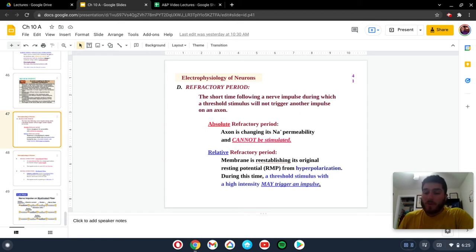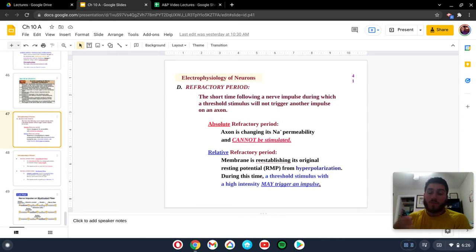So there are a couple of types of refractory periods. We have the absolute refractory period, in which case an axon is changing its sodium permeability, and therefore, no matter what you do, it cannot be stimulated again. However, relative refractory period is when the membrane is trying to reestablish its original resting membrane potential from that hyperpolarization stage where it goes a little bit too depolarized. And during this time, a threshold stimulus with a very high intensity may trigger an impulse. So in this case, there is still a chance for an impulse to be taken.